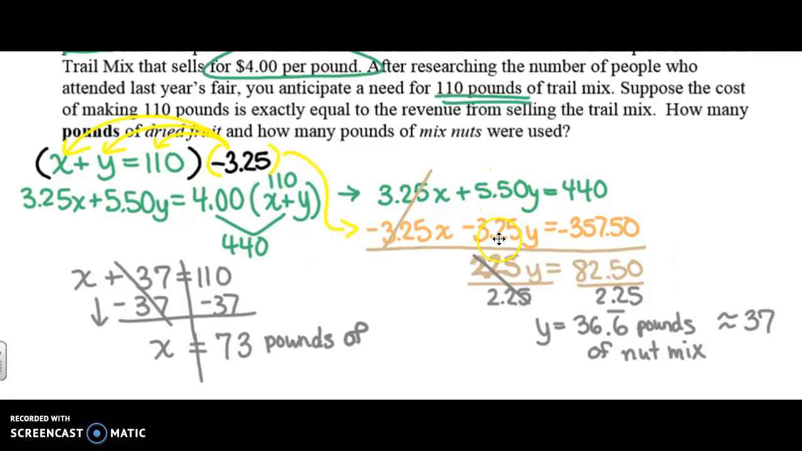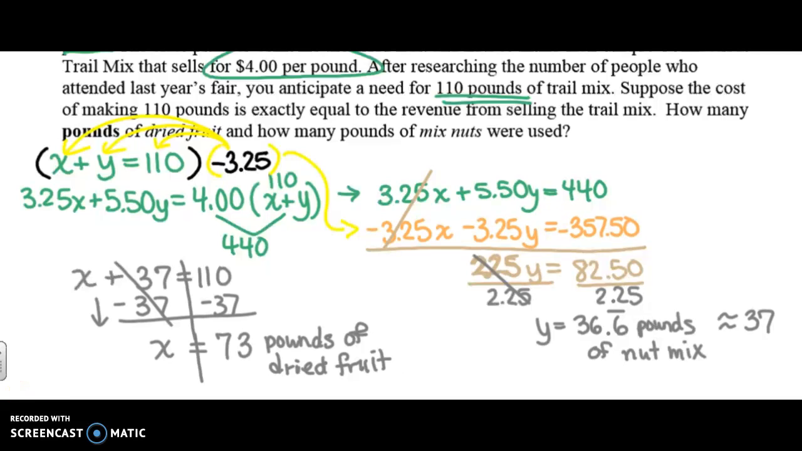When I combine the 5.50y and the negative 3.25y, I get 2.25y. Divide both sides by 2.25, and I get 36.6 repeating. Now, ordering 36.6 repeating pounds of nuts is a little complicated, so I approximate it to 37. Then I plugged it back into the top equation, so instead of x plus y, I put x plus 37 equals 110. Subtract 37 from both sides, and you're left with approximately 73.